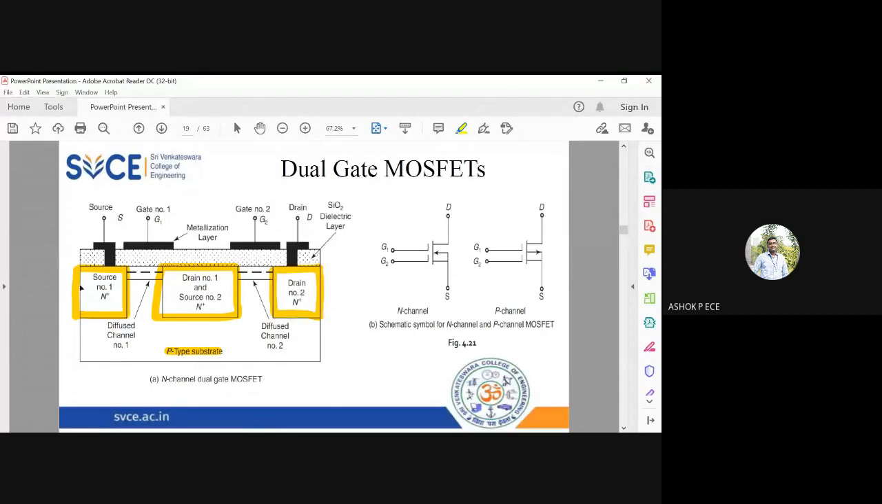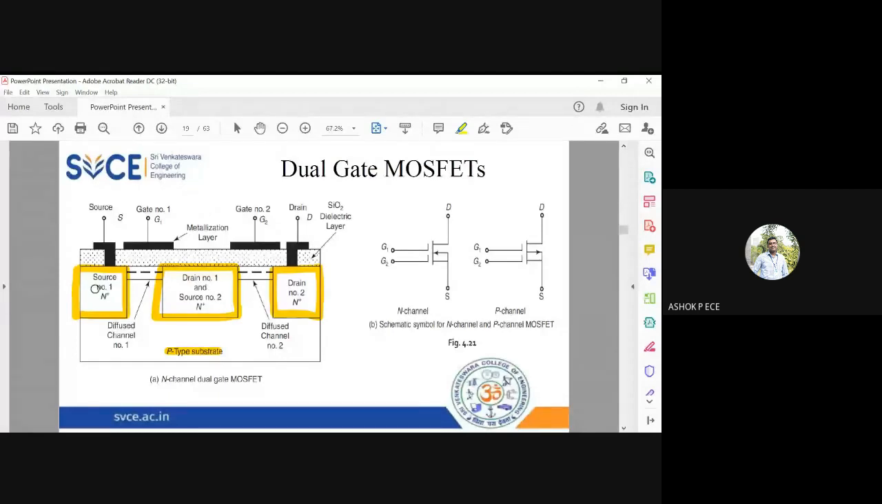So between source 1 and drain 1, you have a channel. Between source 2 and drain 2, you have a channel, and above the channel, you have the gate. When you take metallic wires from the device, from the gate you have two metallic wires coming out, G1 and G2, and from the source you have one S coming out, and from the drain you have one D coming out. The intermediate region, drain 1 and source 2, will not contribute to any terminal. They are just acting as a buffer.